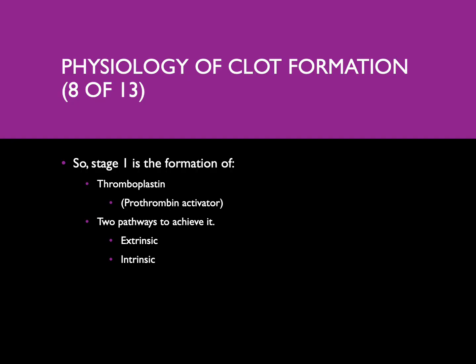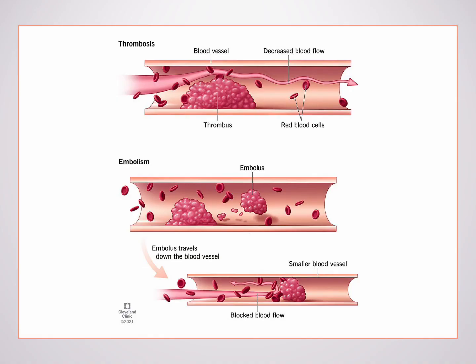So, stage 1 of blood clotting is essentially thromboplastin formation. There are 2 pathways, intrinsic and extrinsic. Okay, now, sometimes a clot may occur in an unbroken blood vessel. So nothing was cut, nothing was severed, nothing was damaged. When this happens, this is referred to as a thrombus. Abnormal clotting is referred to as thrombosis.